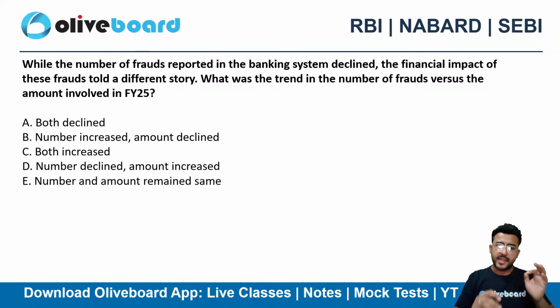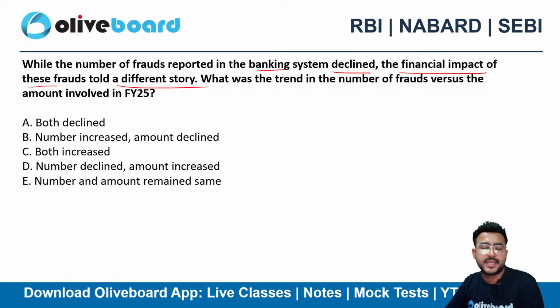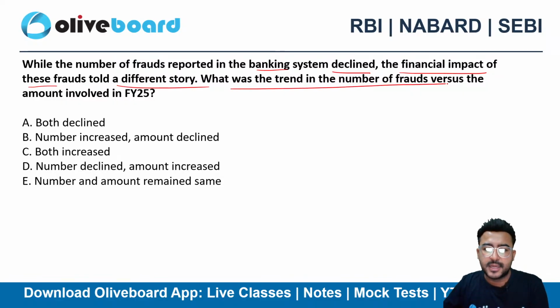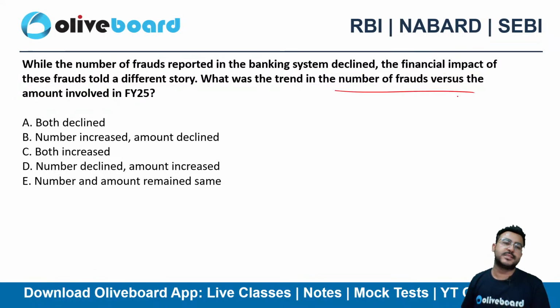Next is, while the number of frauds reported in the banking system declined, the financial impact of the fraud tells a different story. So what was the trend in the number of frauds versus the amount involved in financial year 2025? What do you think was the trend? Both were declining. Number of fraud increased, amount declined. Both increased. Number declined, amount increased. Number and amount remained the same.